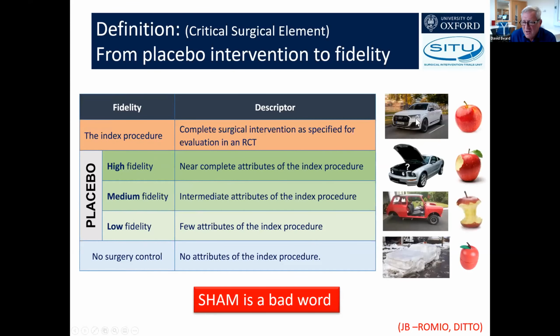If you want an analogy, it's a bit like having the full car, a car without an engine, a car without wheels and an engine, or even a car which looks like a car but isn't a car. Or likewise, an apple with various bites out of it to an item which actually is looking like an apple, but it actually isn't. And that helps us describe and represent and reproduce the experiment and the content of the experiment for evaluating the surgery.